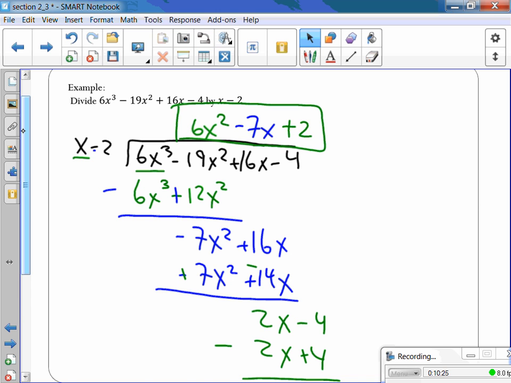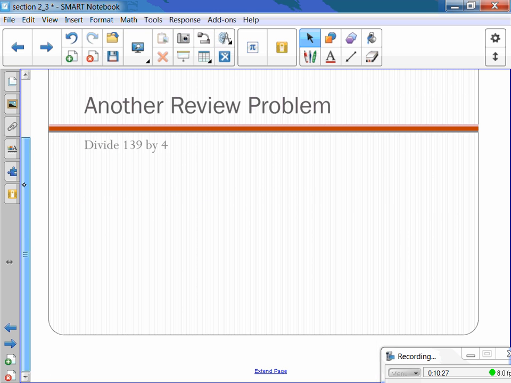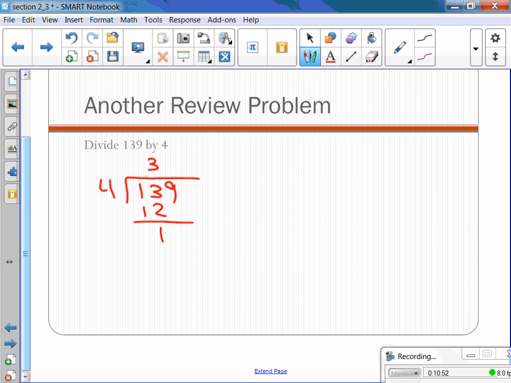Here's another tough problem. Yeah, I guess it was a tough one. Using long division for 4 into 139. 4 goes into 13 3 times. Subtract, I get that 19. 4 goes into 19. I have that remainder of 3.